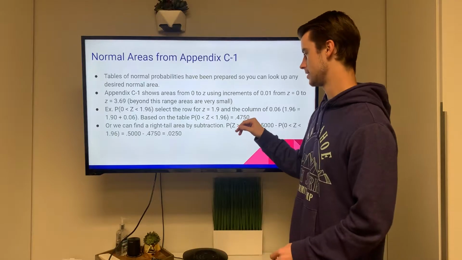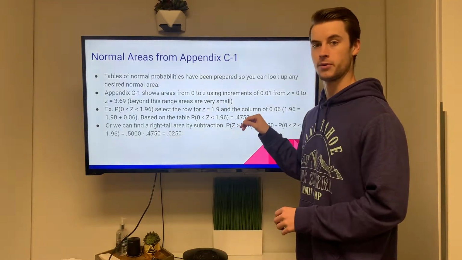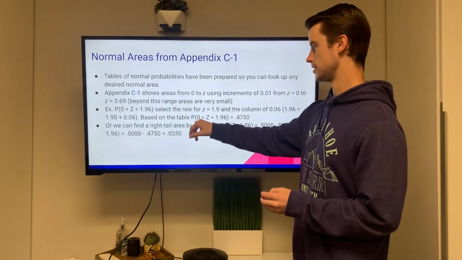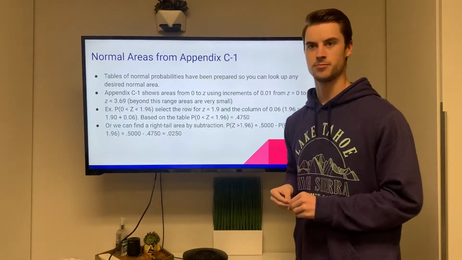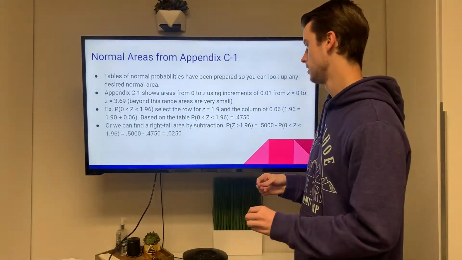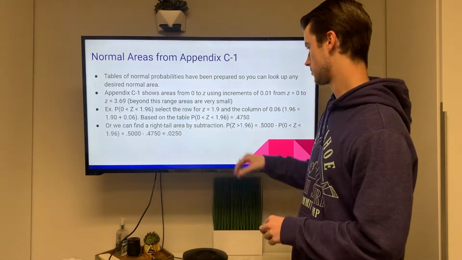Based on the table, this probability is 0.4750. You can say the probability is 0.4750, or you can say this interval covers 47.5% of the curve. It's one or the other. That's what this probability is.